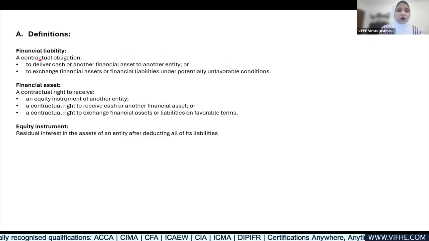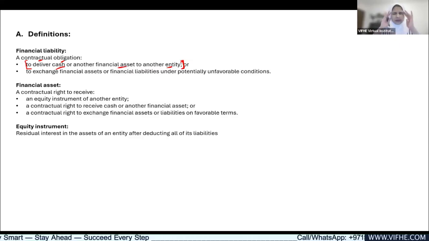It's a contractual obligation. A contractual obligation meaning you have entered into a contract, and as per the contract, there is an obligation on you to deliver what? To deliver cash or other financial asset to another entity. This is the main sentence here. If anyone has a memory issue, cannot remember a lot, then this is the sentence that you have to remember for financial liability. It's a contractual obligation to deliver cash or another financial asset to another entity.